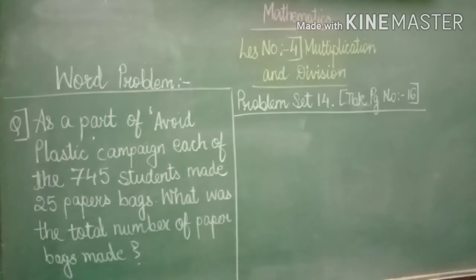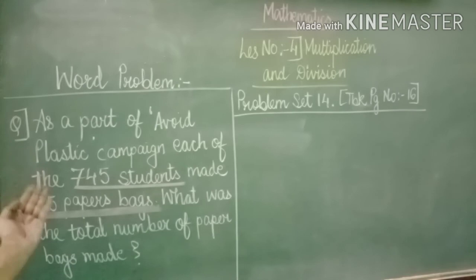Now in the textbook they have given: as a part of the Avoid Plastic campaign, each of the 745 students made 25 paper bags. What was the total number of paper bags made? They have given the number of students and the number of paper bags prepared by every student. Total number of students is 745, number of bags prepared is 25. As you can see, 745 is underlined and 25 paper bags are also underlined. So we have to multiply 745 into 25. Now let's start with the calculation.